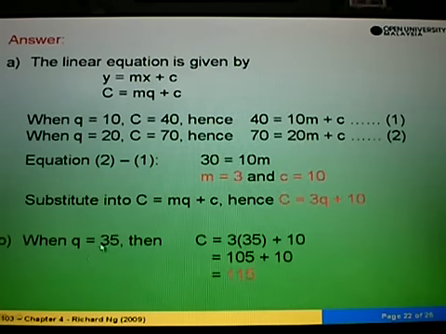Okay. Now question B, we are given the quantity equals 35 units. So when 35 units of the product is produced, we substitute into the cost function. So we will get cost equals 3 times Q, Q is 35, plus 10. 35 times 3 is 105 plus 10. So that will give us 115. The cost of producing 35 units of the product. Okay.